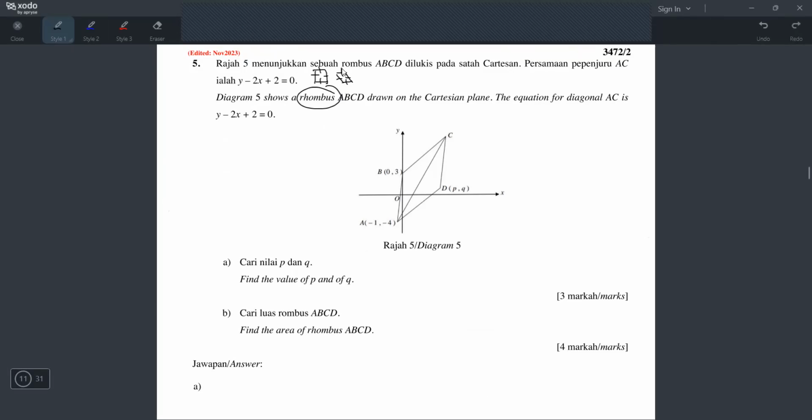And what you have to know for a rhombus is that top and bottom will be parallel and the same length, and then left and right will also be the same length and parallel. Okay, drawn on the Cartesian plane, the equation for diagonal AC is this. Okay, you need to know this word diagonal.